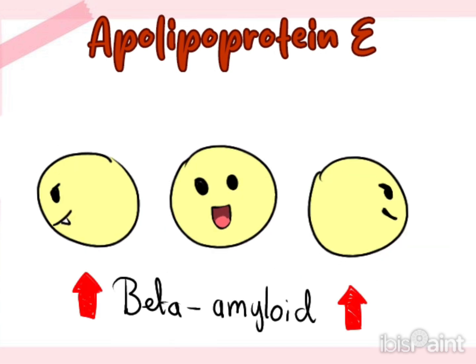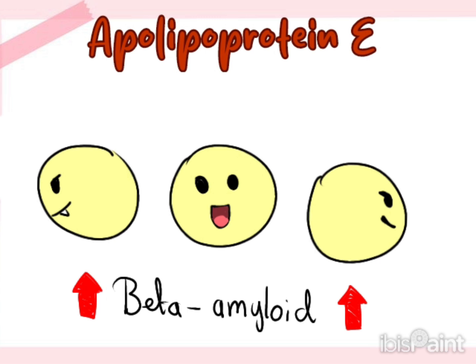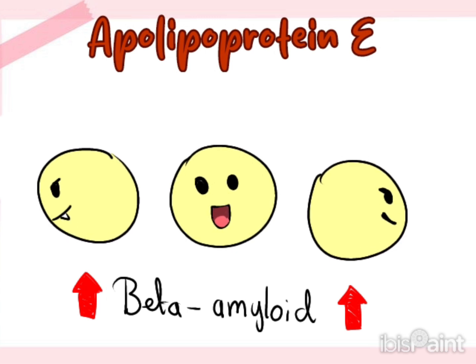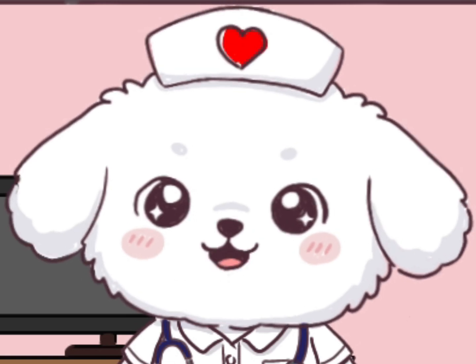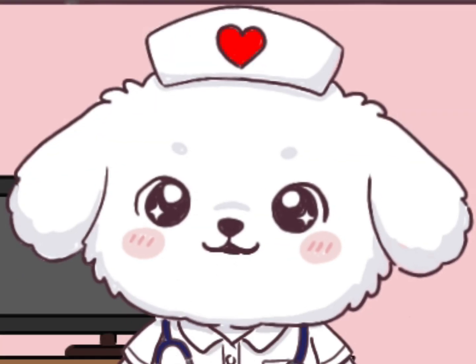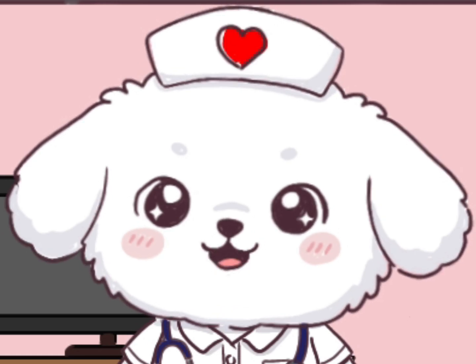Having 1 copy of 4 increases your risk of Alzheimer's by about 3 times. Having 2 copies increases it up to 12 times, and the disease usually starts earlier. Still, it's very important to remember, APOE4 does not directly cause Alzheimer's. Many people with this mutation never get Alzheimer's, and many with Alzheimer's don't have this mutation. But statistically, it's the strongest genetic risk factor for late onset Alzheimer's.